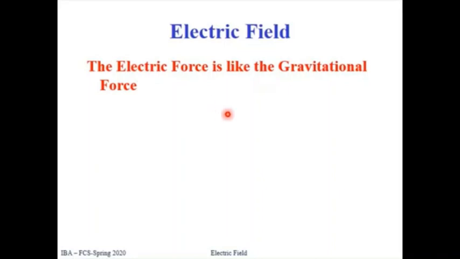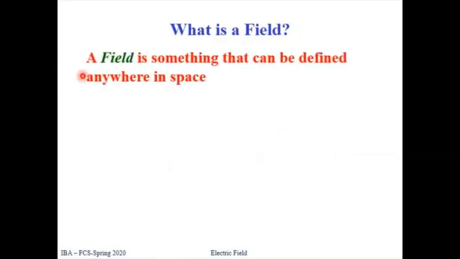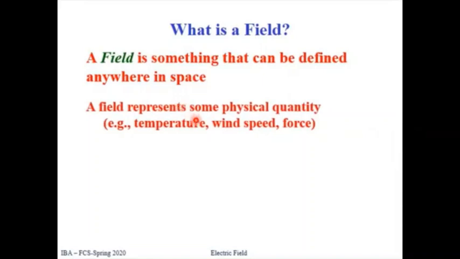The electric force is like the gravitational force. We call it action at a distance, and the electric force can be thought of as being mediated by an electrostatic field. Now we are able to define the electrostatic field. The field is something that can be defined anywhere within space. A field represents some physical quantity. For example, we can define a temperature field, wind speed field, or force field.